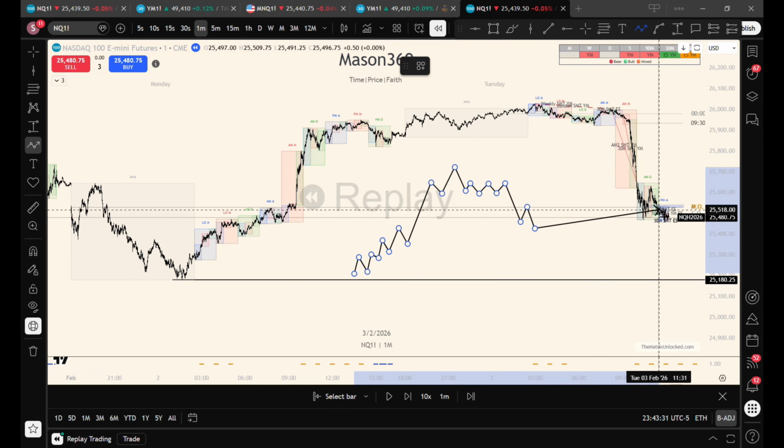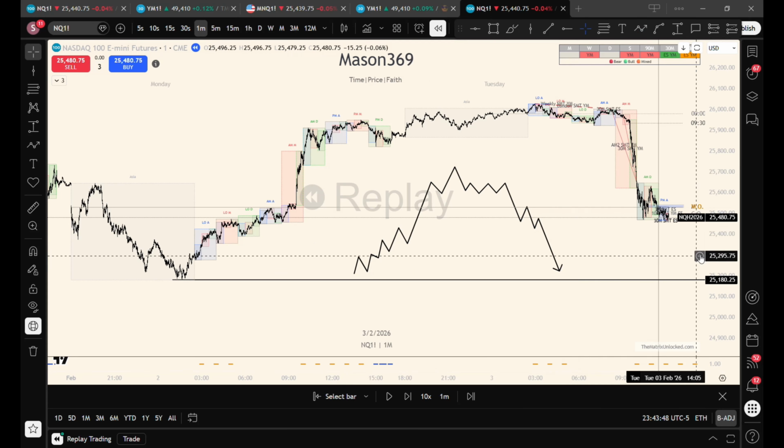And then going into the PM session, what we see is price retraces into this retracement. Now, this retracement right here is going to be the final 90-minute cycle of the AM session. So what we're seeing is a retracement into the retracement. And then we're expecting price to distribute lower from here.